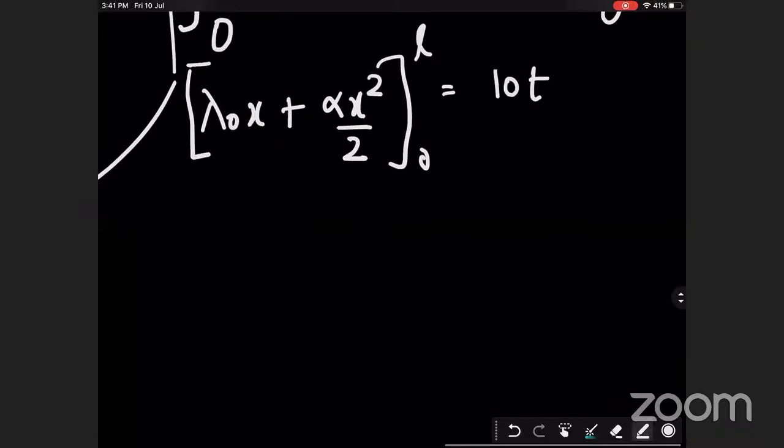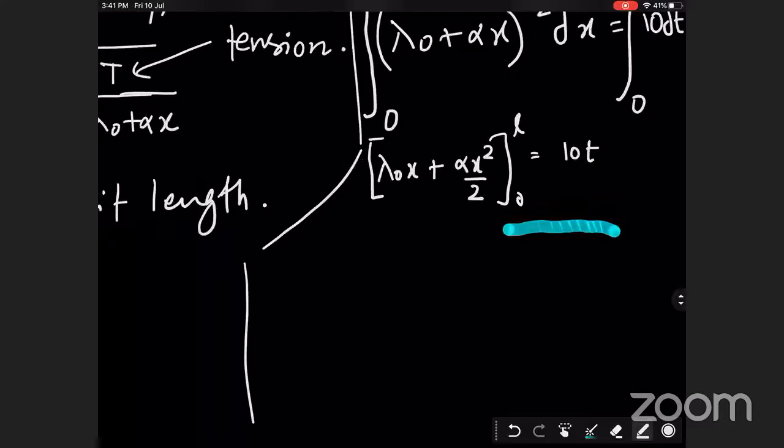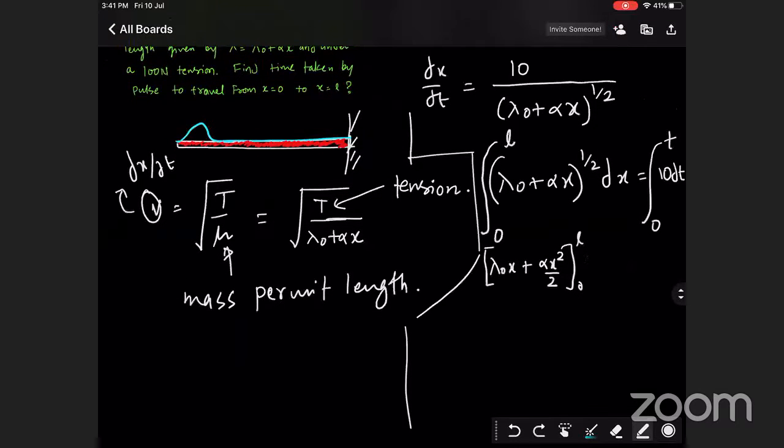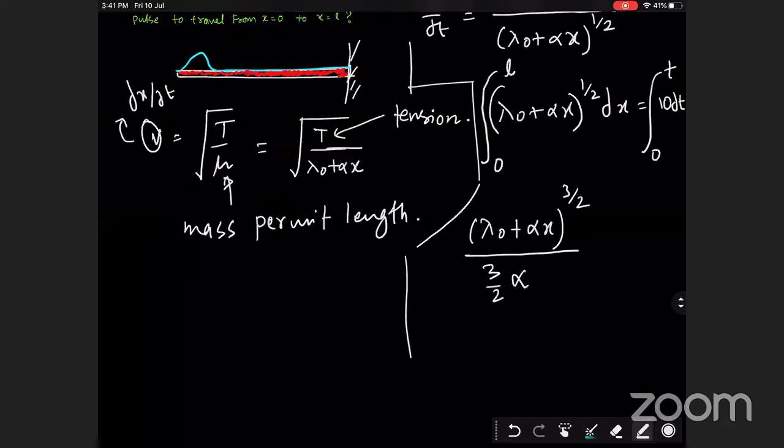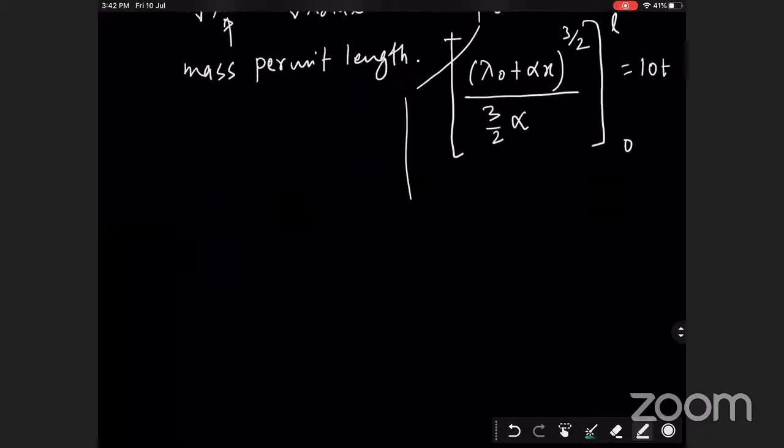Now let's put the upper limit and lower limit. Oh, sorry, whole power 1 by 2, I forgot the whole power 1 by 2. So this we have to treat as a single number. So you'll get lambda naught plus alpha x power 3 by 2 divided by 3 by 2 into alpha. Right? Am I right? Yes, sir.